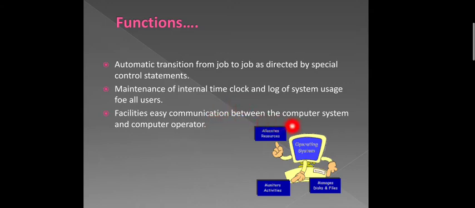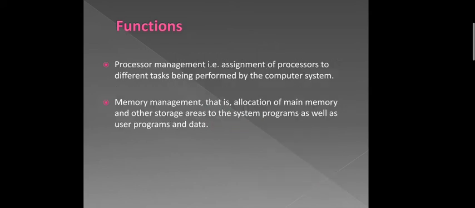And communication between the computer system and the computer operator means that when we interact with any computer system we give some instruction to it, and that instruction to be taken by the computer system is also managed by the operating system. Processor management is the assignment of a processor to different tasks being performed by a computer system. Different kinds of processes we have given to the computer system, in which time slot and at what speed they are to be completed, is decided by the operating system.